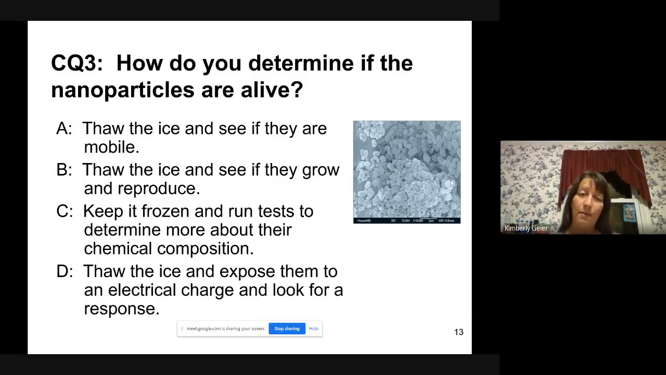Would you A, thaw it and see if they're mobile? B, thaw it and see if they grow and reproduce? C, keep it frozen and run some tests just to learn more about their chemical composition? What are these little blobs made of? D, thaw it and shock them, expose them to an electrical charge, and look for a response? So if you wanted to figure out, are they alive, and you can only do one thing, which one of these things would you do?